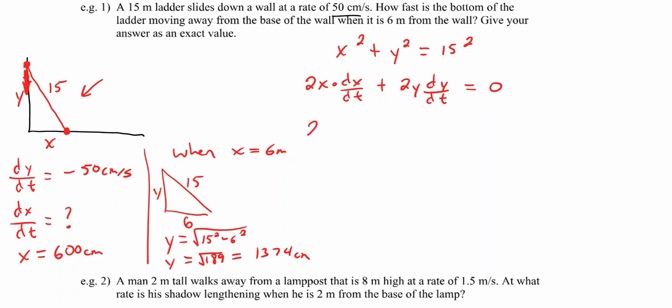So it's going to be 2 times 600 times dx/dt, which is perfect. That's the one we're looking for, right? How fast the x is changing. Plus 2 times, and then at that moment, y was 1,374 centimeters, times dy/dt, which is negative 50. Is it equal to 0? Because that's the derivative of 15 squared, which is 0.